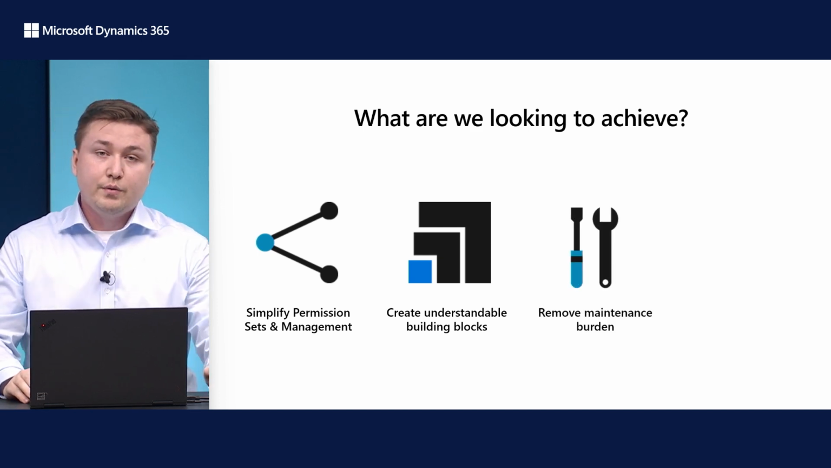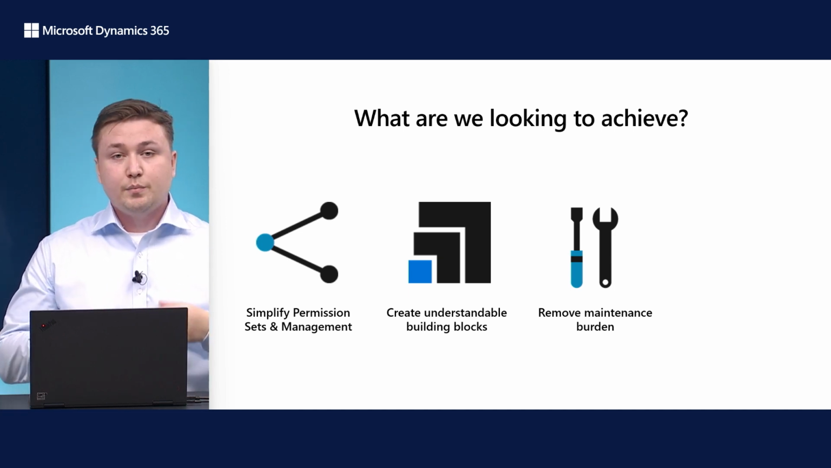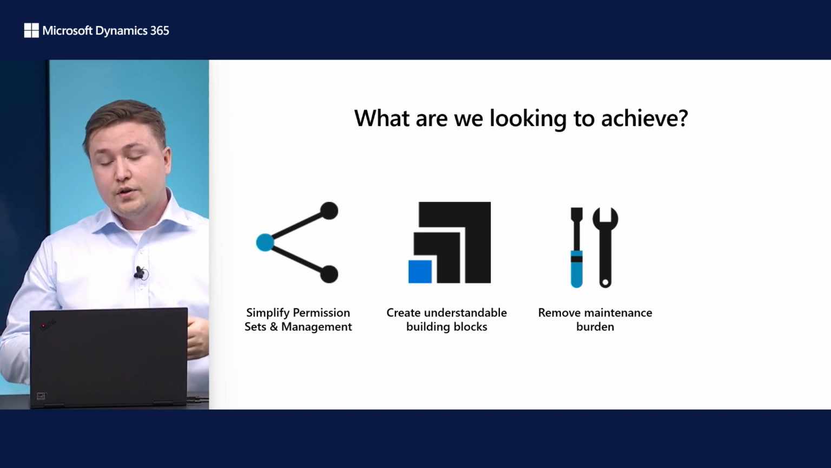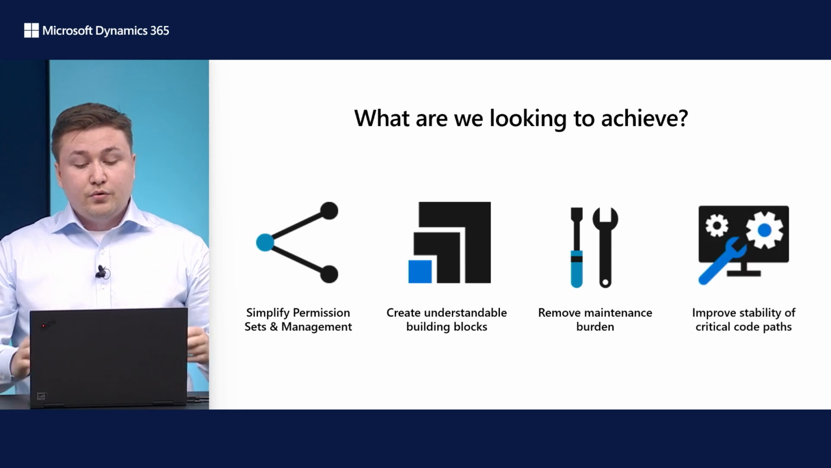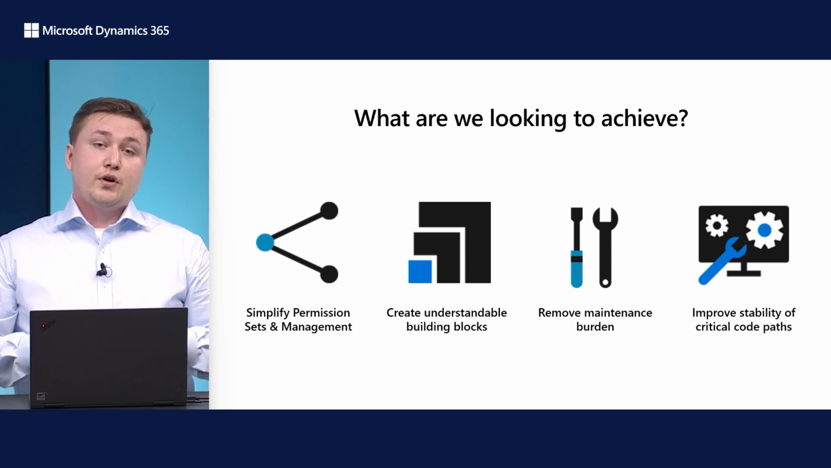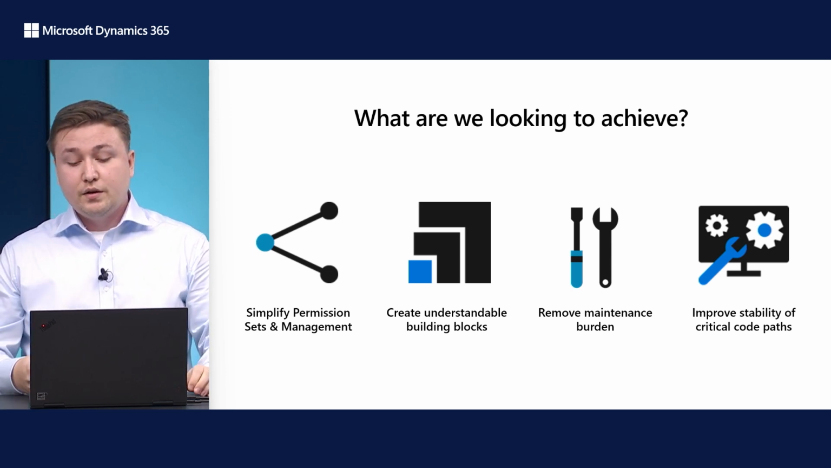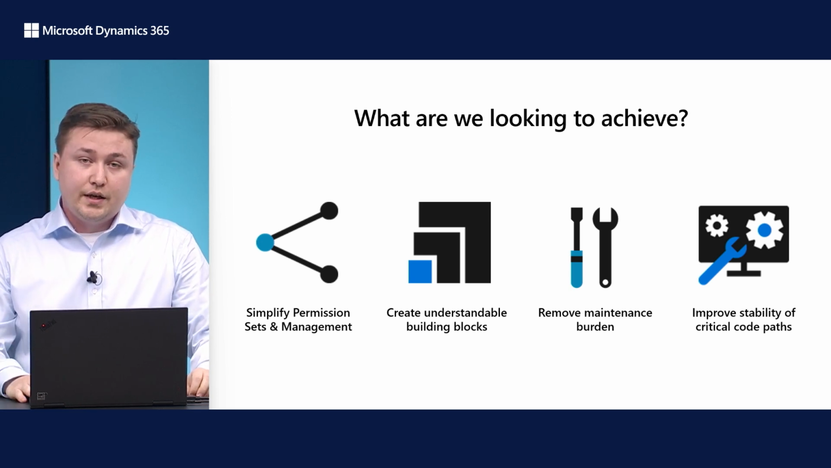We also want to remove the maintenance burden. So we want to reduce the friction that comes with each update of Business Central and the friction that comes with addition of new users. Lastly, we want to improve the stability of our critical code paths. So we want to ensure our product stability, even if changes to permissions need to be done, no app should break the entire service.